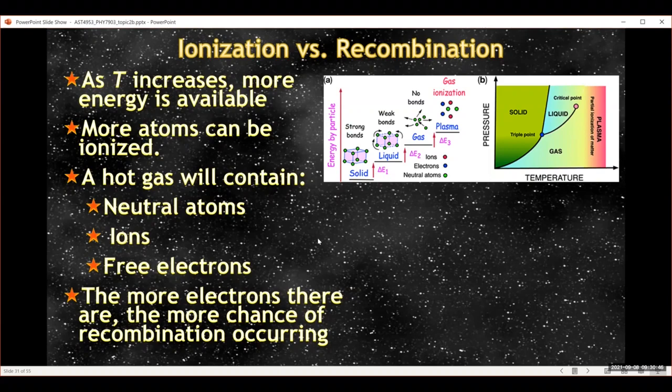The more electrons you have, the more chances you have of recombining, and so the more chance you have of having more neutral atoms. And so you have this combination of, as you get hotter, you still have neutral atoms, but you also have more free electrons, and so that affects what you're going to see in that gas. And so what we're seeing is a constant balance between neutral atoms and ionized atoms with the electrons missing.